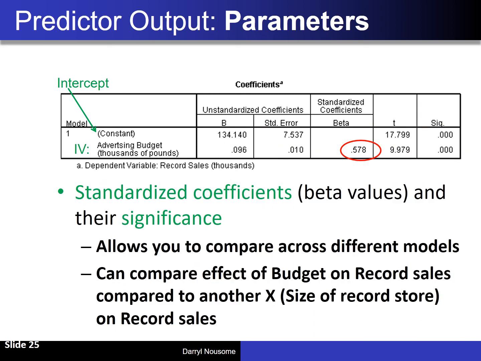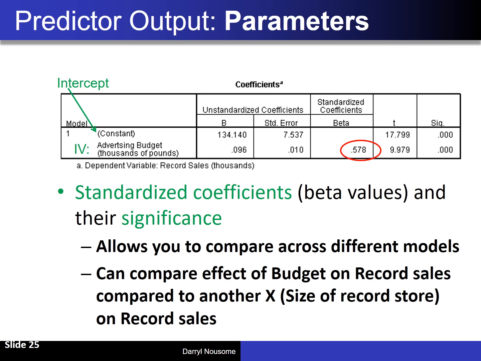So then the last thing we want to look at is our standardized coefficients, or the standardized betas, which is in that third column that you see circled there. So this lets you compare across different models. So let's say you ran, we have this advertising budget and then how it affects record sales. But say we were interested in another variable. So for instance, we wanted to look at whether the size of our record sales stores affects our record sales.